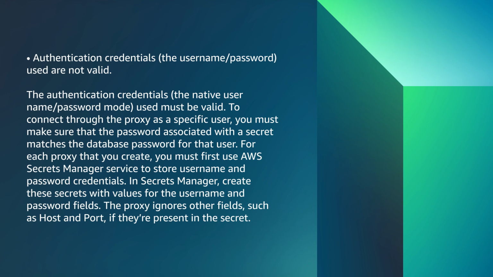For each proxy that you create, you must first use the AWS Secrets Manager service to store username and password credentials. In Secrets Manager, create these secrets with values for the username and password fields. The proxy ignores other fields such as host and port if they are present in the secret.